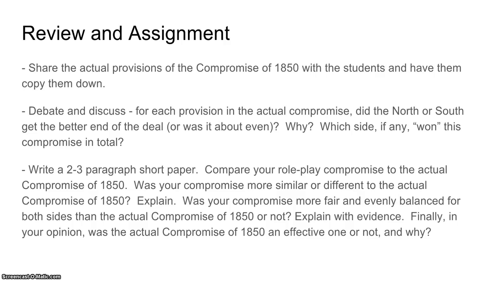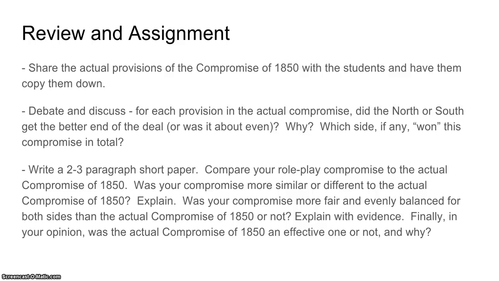All right, so a review in our assignment. You're going to share the actual provisions of the Compromise of 1850 with the students and have them copy them down. These shouldn't take long, make the notes very, very short. If anything, you might even just want to give them a worksheet with the actual compromise or just use their textbook. You don't want to spend a ton of time having them take notes. It might just be 4 or 5 provisions that you do very quickly.